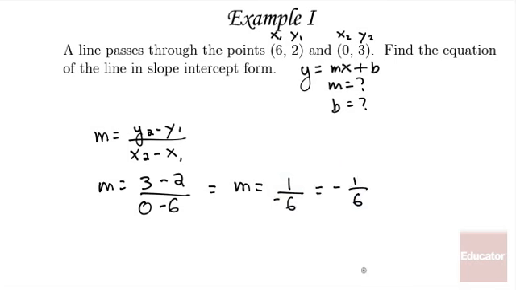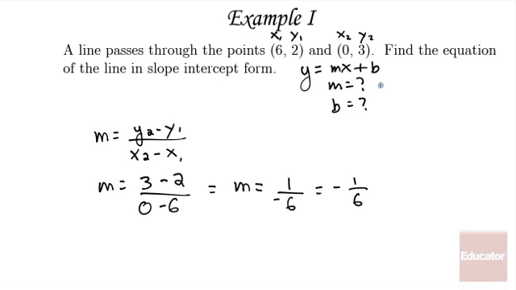So I have the first item that I need. I know that the slope is negative 1/6. The second item I need is the y-intercept. But what's very convenient here is that, notice this ordered pair has x equal to 0. And since the y-intercept is the point where the line described by the equation intersects with the y-axis, x would be 0 at that point. Therefore, this value is actually the y-intercept.